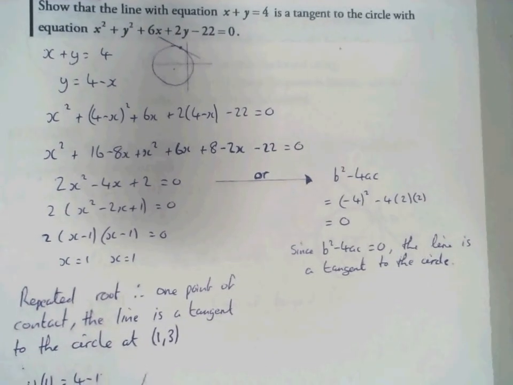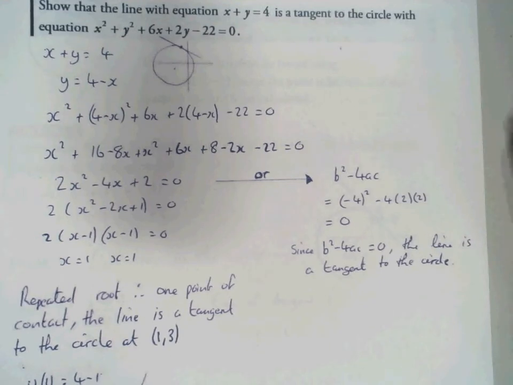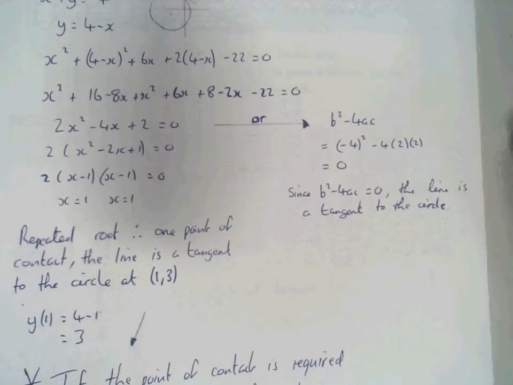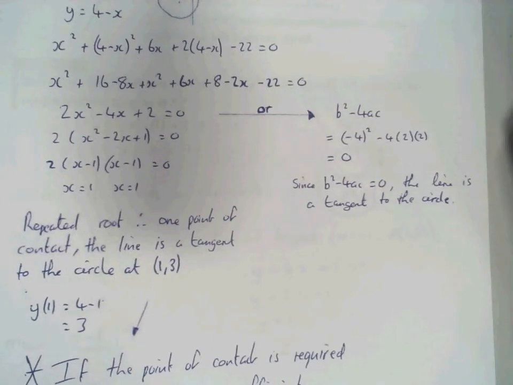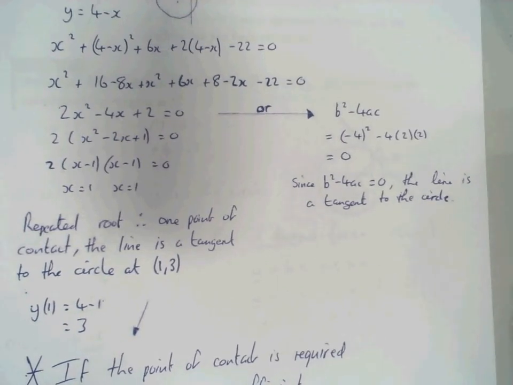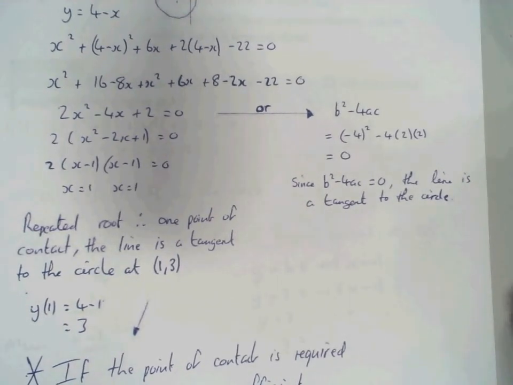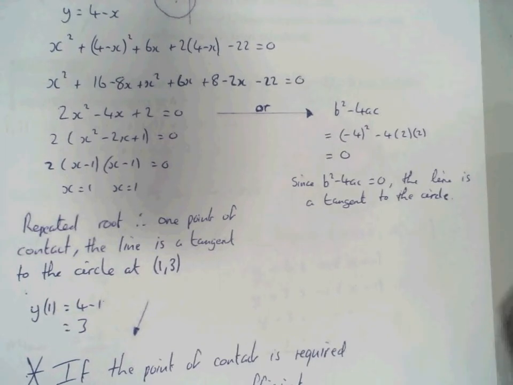Now, as there's just one point of contact, we're looking for a repeated root here. We've got two roots. It's just touching once, so we should be getting a repeated root, which we do. So again, common factor out, factorize, so we get x equals 1, x equals 1. So a repeated root, therefore one point of contact, the line is a tangent to the circle at (1, 3).